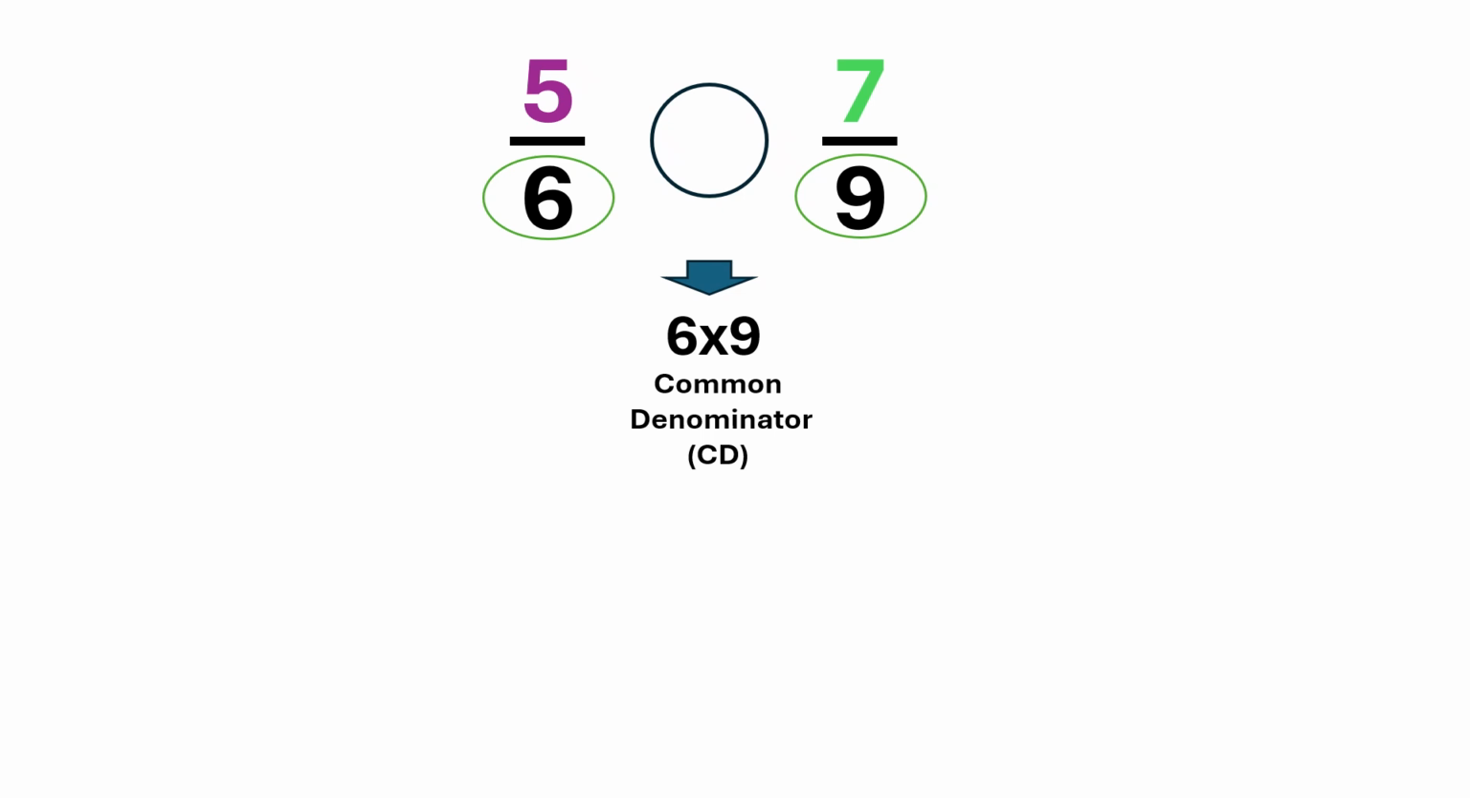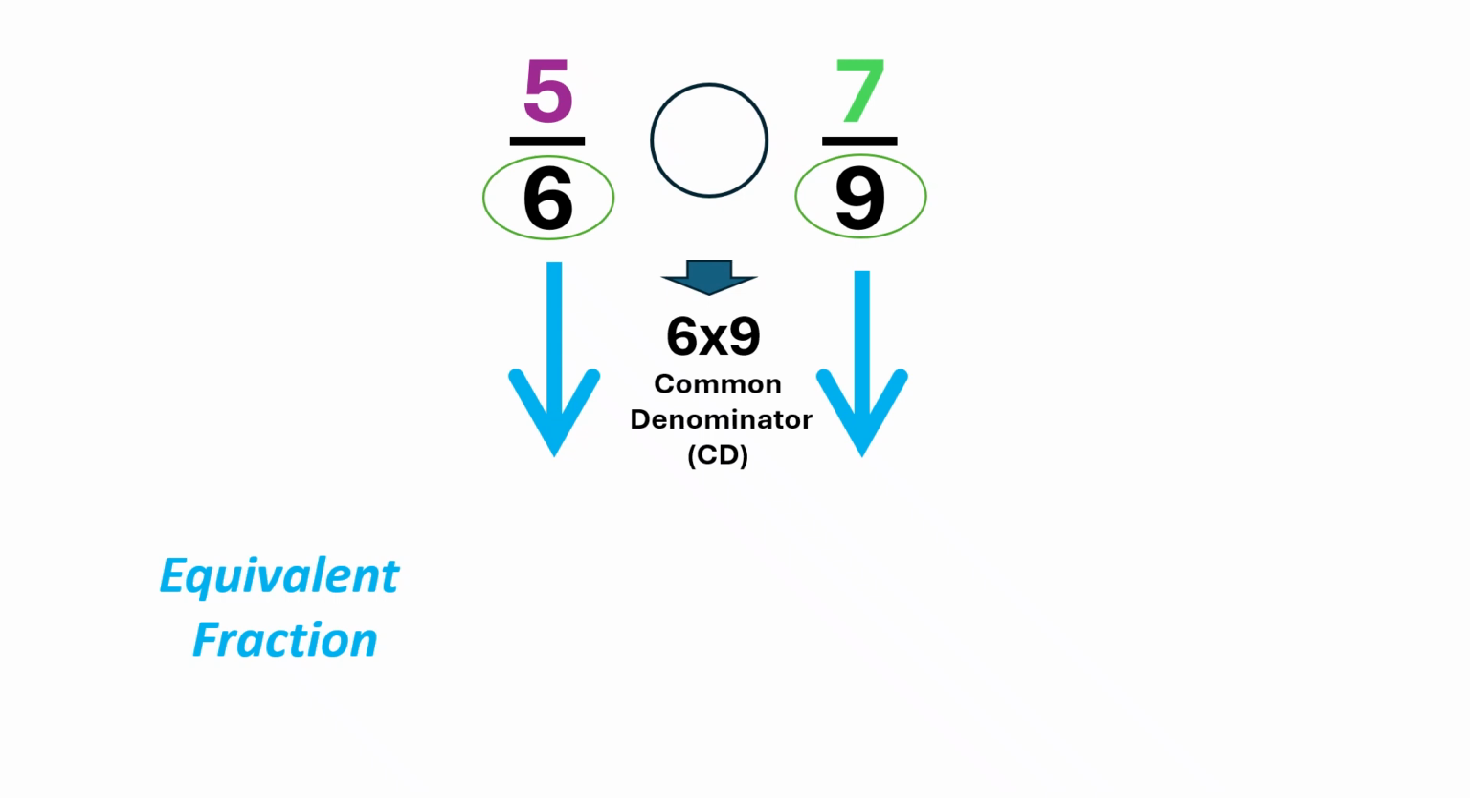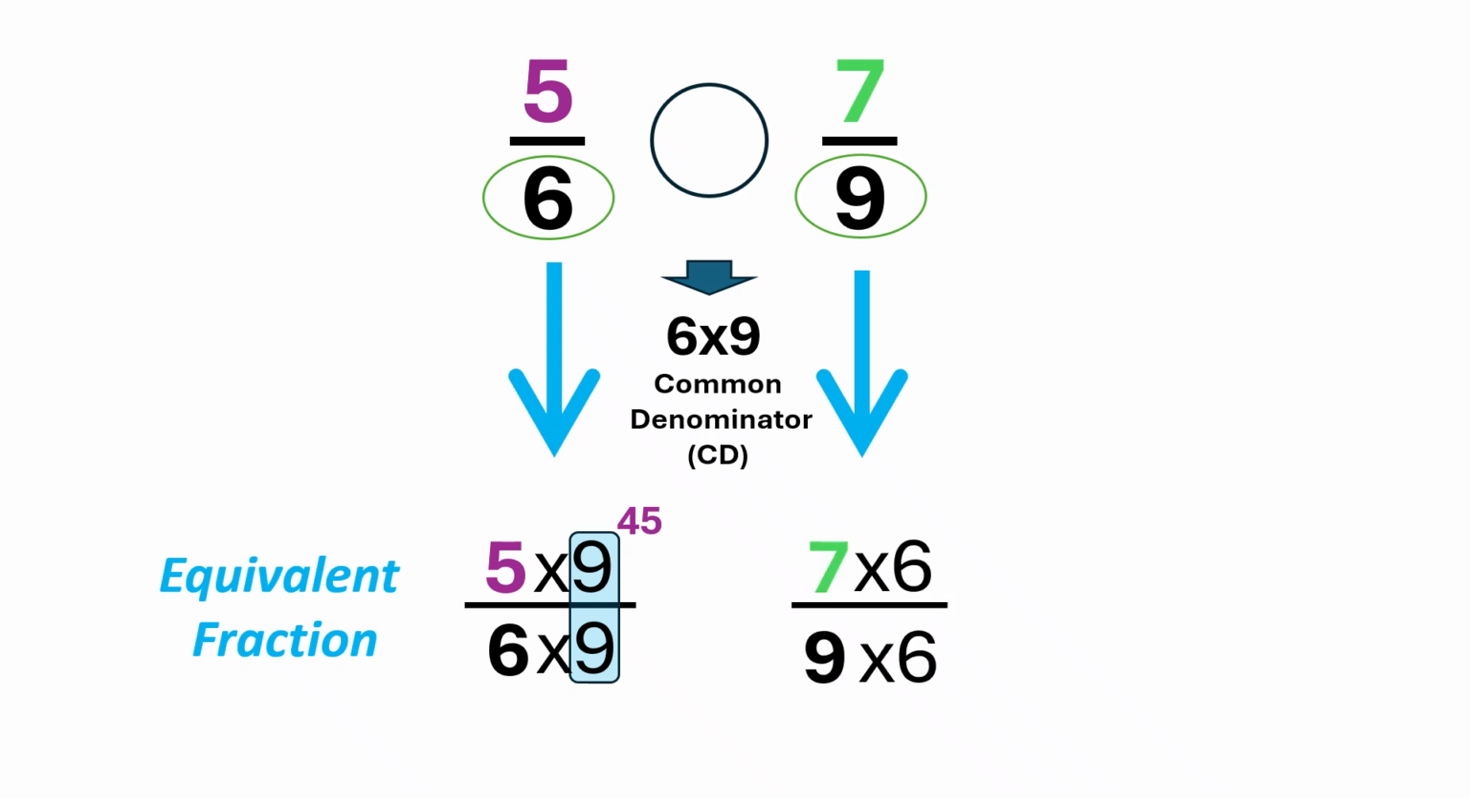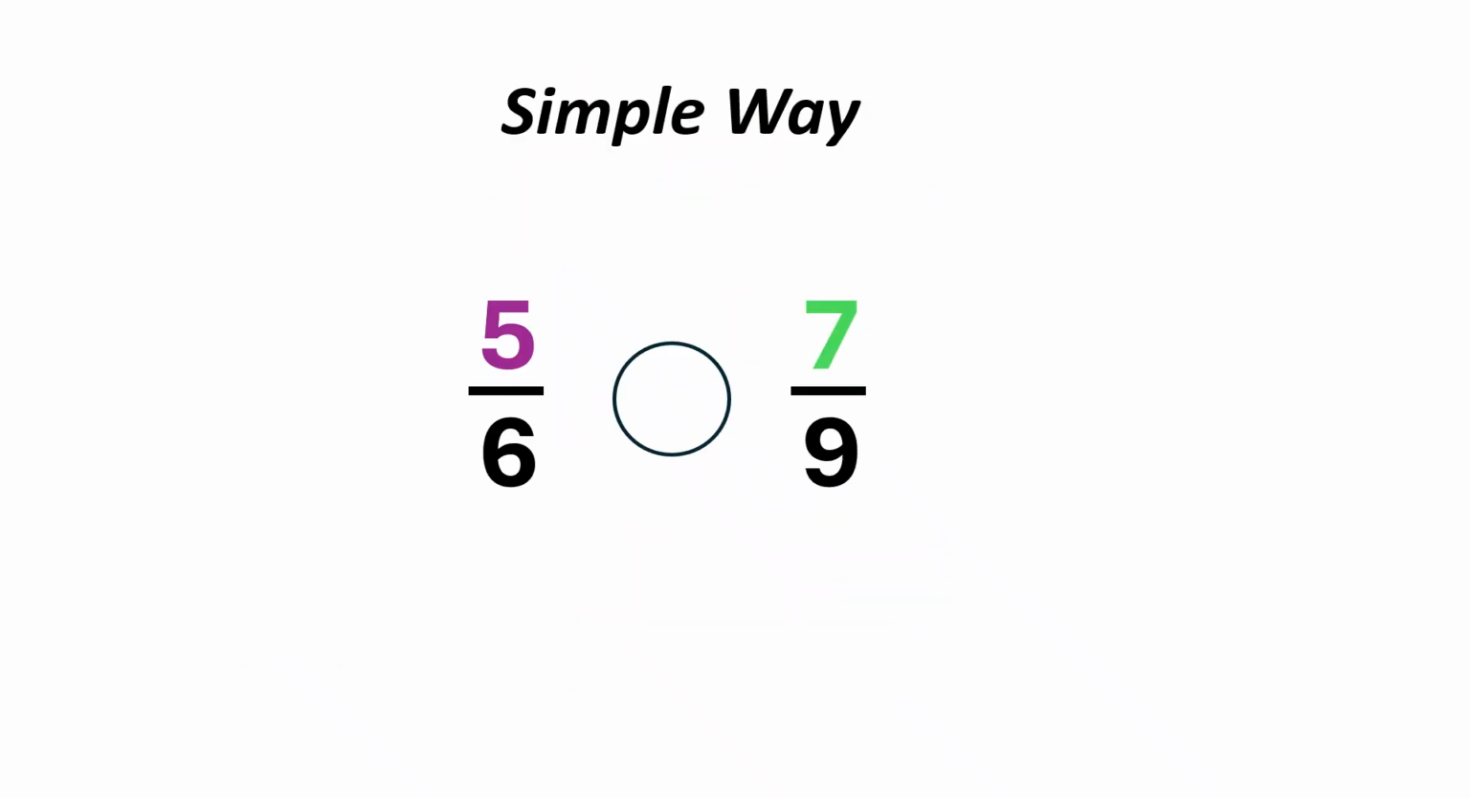Let's rewrite 5/6 first. Multiply top and bottom by 9. Top now changes to 5 times 9 equals 45. Now rewrite 7/9. Multiply top and bottom by 6. Top now changes to 7 times 6 equals 42. Which is bigger? Right, 45 is bigger, so 5/6 is greater than 7/9. Now we understand the rule.